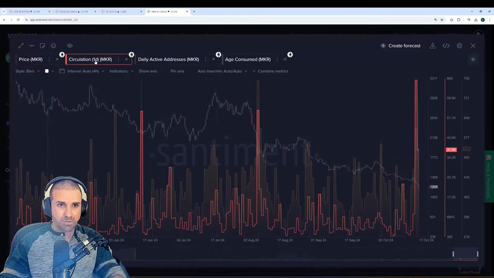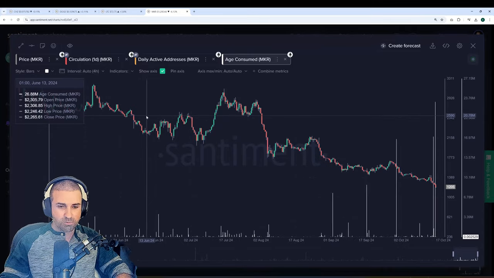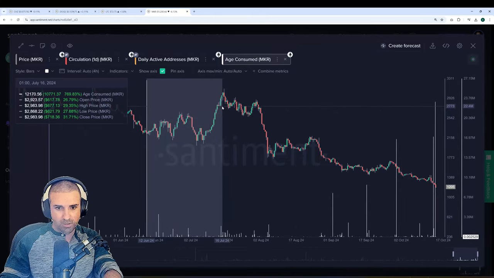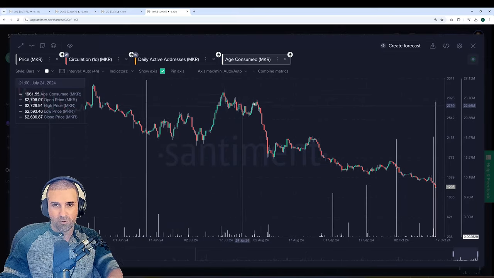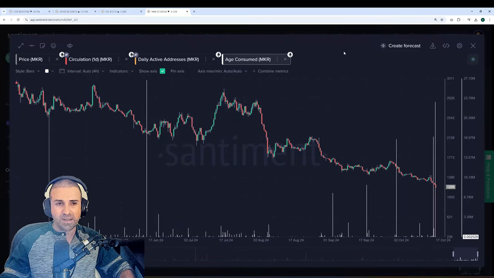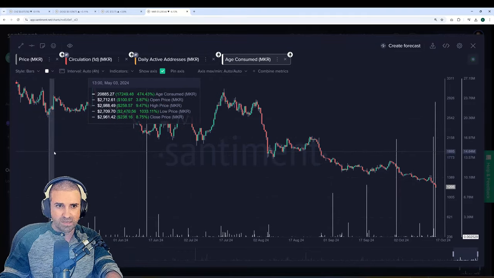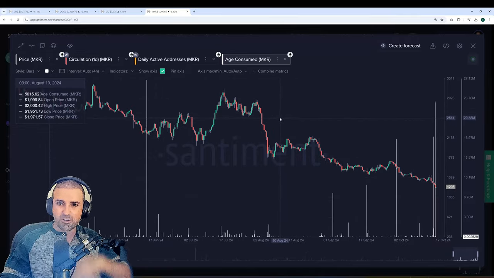The last time that happened, if I just hide these other two by holding down the Alt key, was way back on June 13th. And it ended up being a local bottom. If you extend the range a little bit and look at the next, call it 5 weeks or so, it ended up going up 34%. So token age consumed spikes are often big direction change indicators. Also note this one that happened right at the dip, and it had a very short-term spike followed by a longer-term positive price performance. So this is encouraging to me.